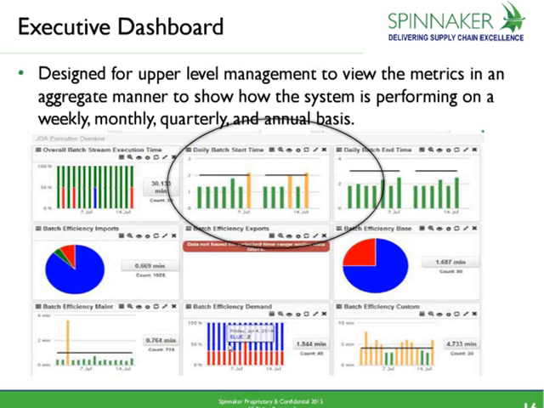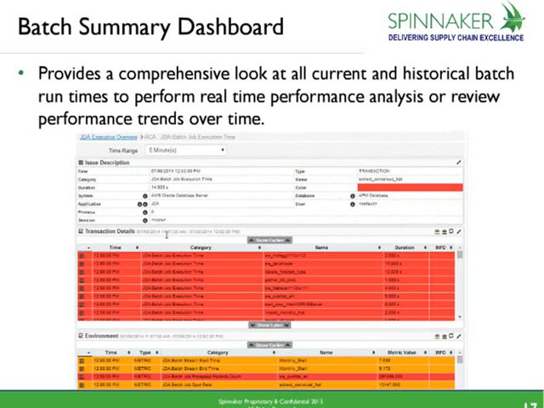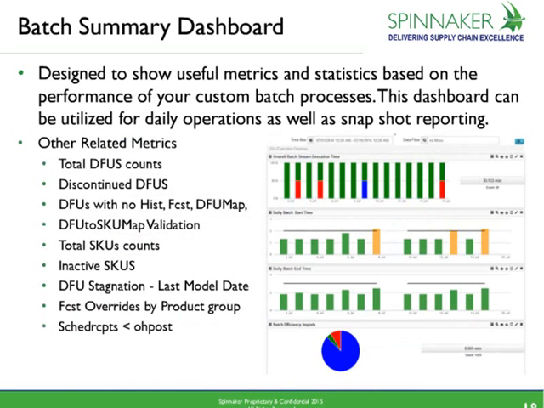Okay, how do I take action on that? So what you can do is in the next dashboard, the batch summary, you can actually drill down to the script level and determine what script is running wrong. Excellent. Okay, now the question is, why did the script run wrong?